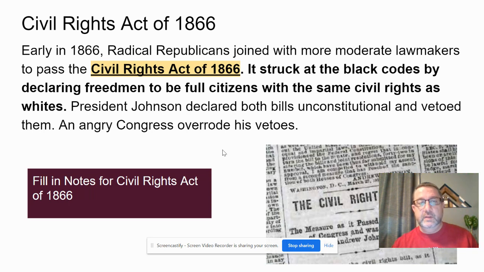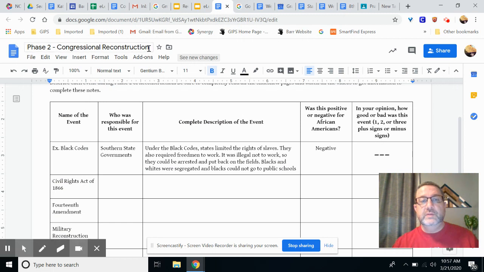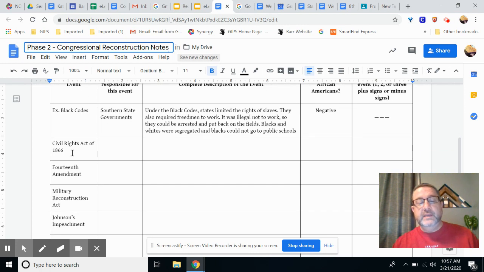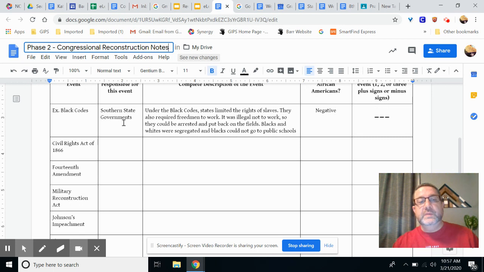Another thing on Google Classroom will be the Phase 2 Congressional Reconstruction notes. I'm actually going to add the word notes right here. It's going to be exactly the same as we did with that organizer in our packets. So you'll have the Civil Rights Act of 1866. This box is a little bit different. Who was responsible for this event? If you remember Black Codes, it was the Southern state governments. You'll have to do some reading about who came up with this idea. And then you'll have a complete description of the event. That's all going to be here.